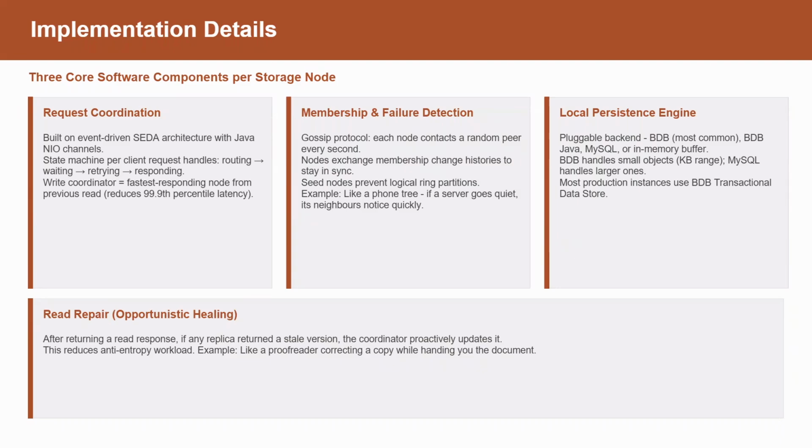Each node contacts a random peer every second, sharing membership updates. If a server goes quiet, its neighbors notice very quickly. There are also special seed nodes. These are well-known stable nodes that prevent the ring from splitting into isolated groups that don't know about each other.